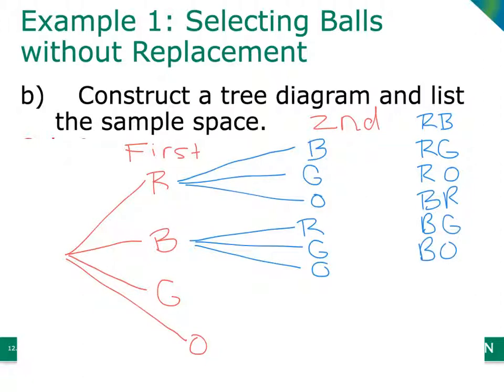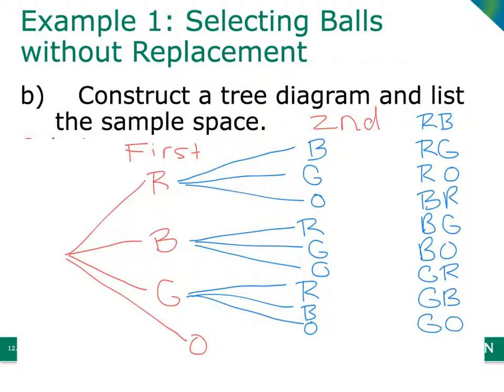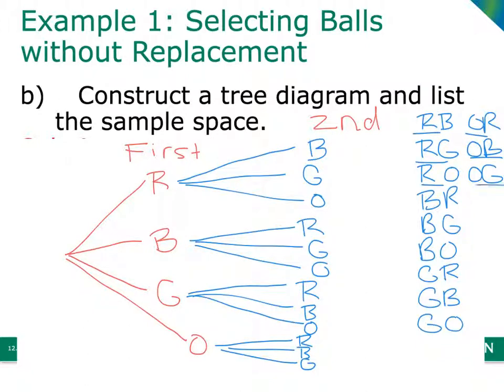Maybe you drew a green ball on the first draw. That means there's a red, a blue, and an orange left. So you could have drawn green red, green blue, or green orange. Last, you could have drawn an orange. If you drew an orange, there's a red, a blue, and a green left. So your possible draws for orange are orange red, orange blue, or orange green. If you count all the items in your sample space, you should count a total of 12 items, or 4 times 3.